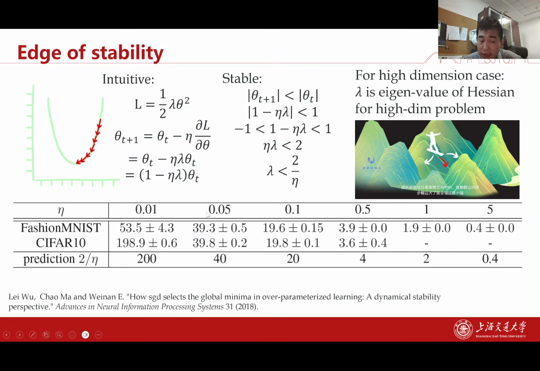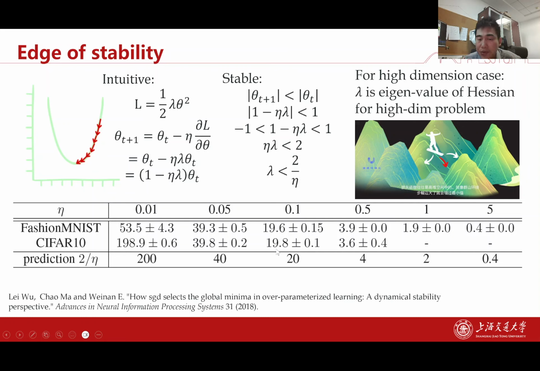And we know that if you select a place whose curvature, or second order derivative, is larger than 40, it will start to oscillate. Right, so it stays in a very critical, very dangerous place. For the other experiments, you can see they are all very close to this 2 over eta.